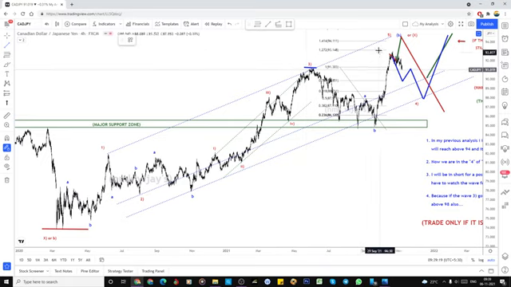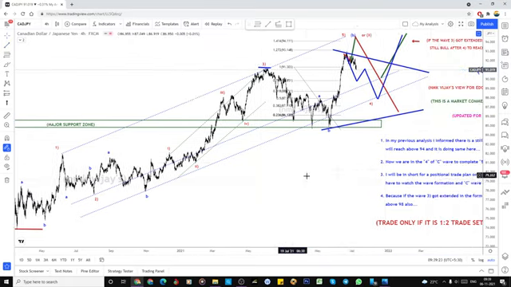If it is in deeper consolidation, it can do a triangle also. So ABC is a 1, ABC is a 2, ABC is a 3. So still we are in that fourth wave. So what I thought, this is A, B and C, this could be the end of the trend, maybe or may not. But still it's there.